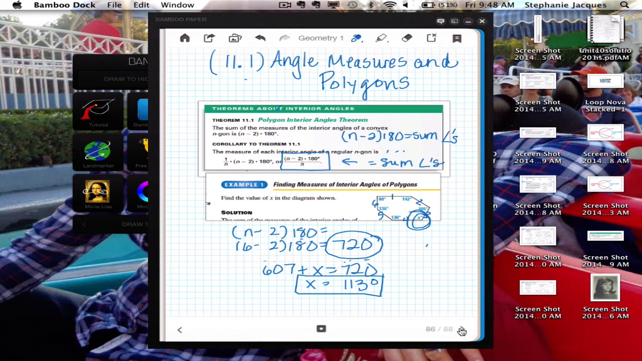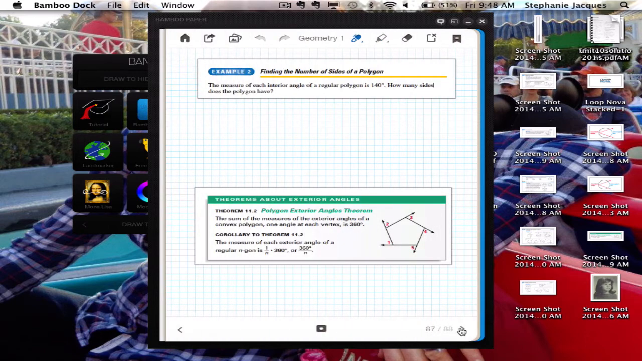Okay, let's go on to another problem. The measure of each interior angle of a regular polygon. Right away I know I'm dealing with a regular polygon, so I'm going to be using (n minus 2) times 180 all over n, because that's for the regular. It says it's 140, so I know I'm going to be setting this equal to 140. I want to find out what n is, so I'm going to start simplifying.